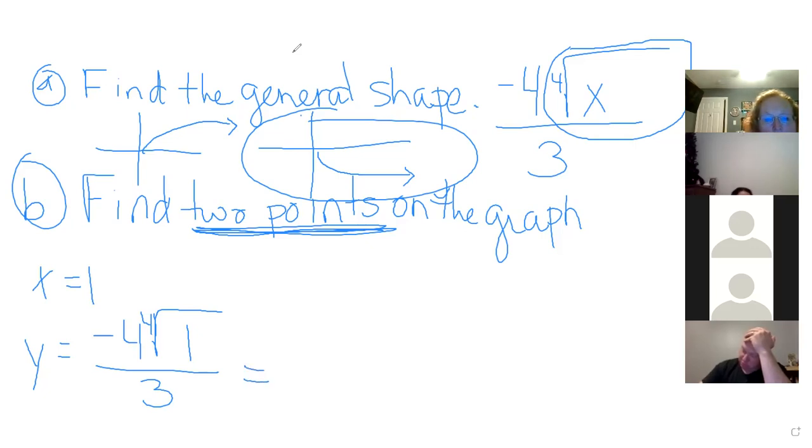Okay, so this is just -4 over 3. So that means that we get this point: 1, -4/3. Life's real good.